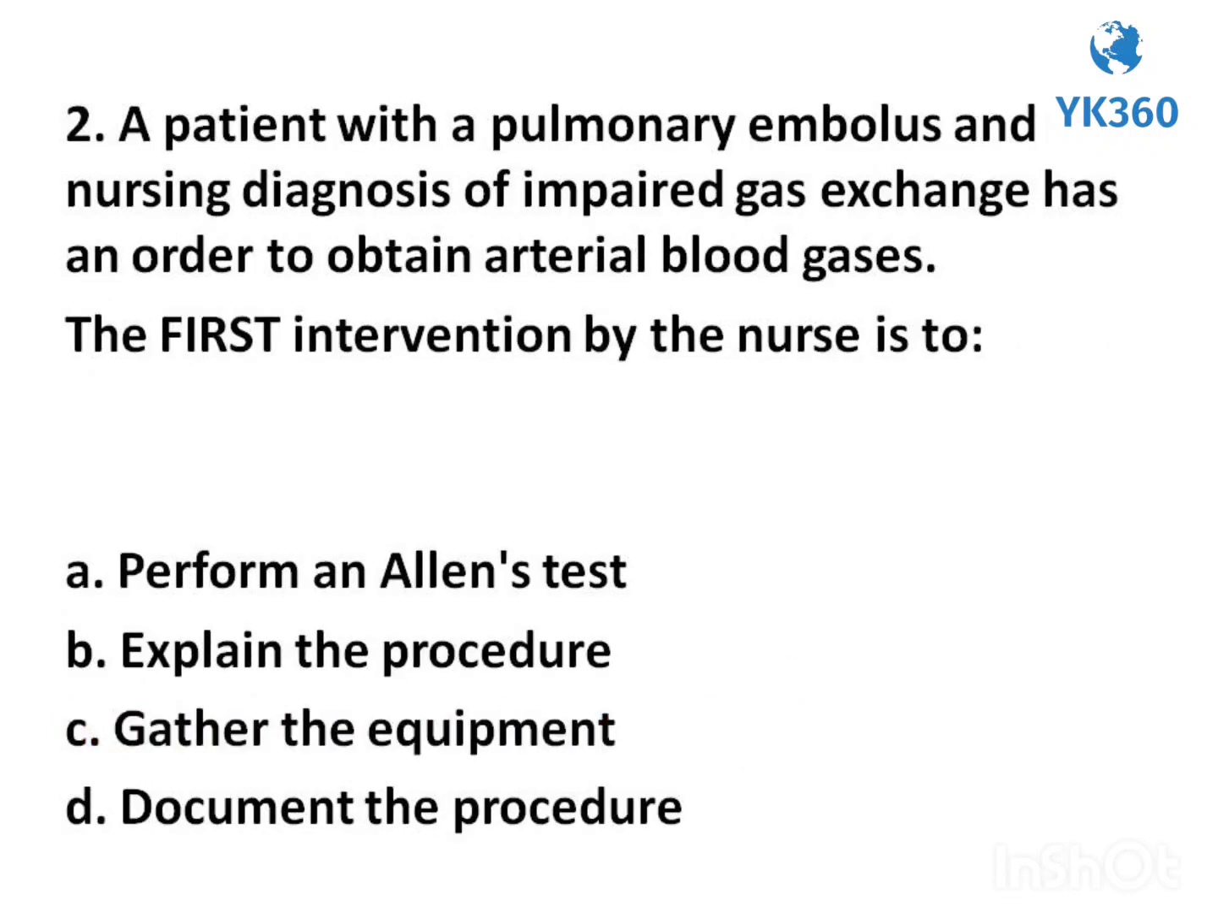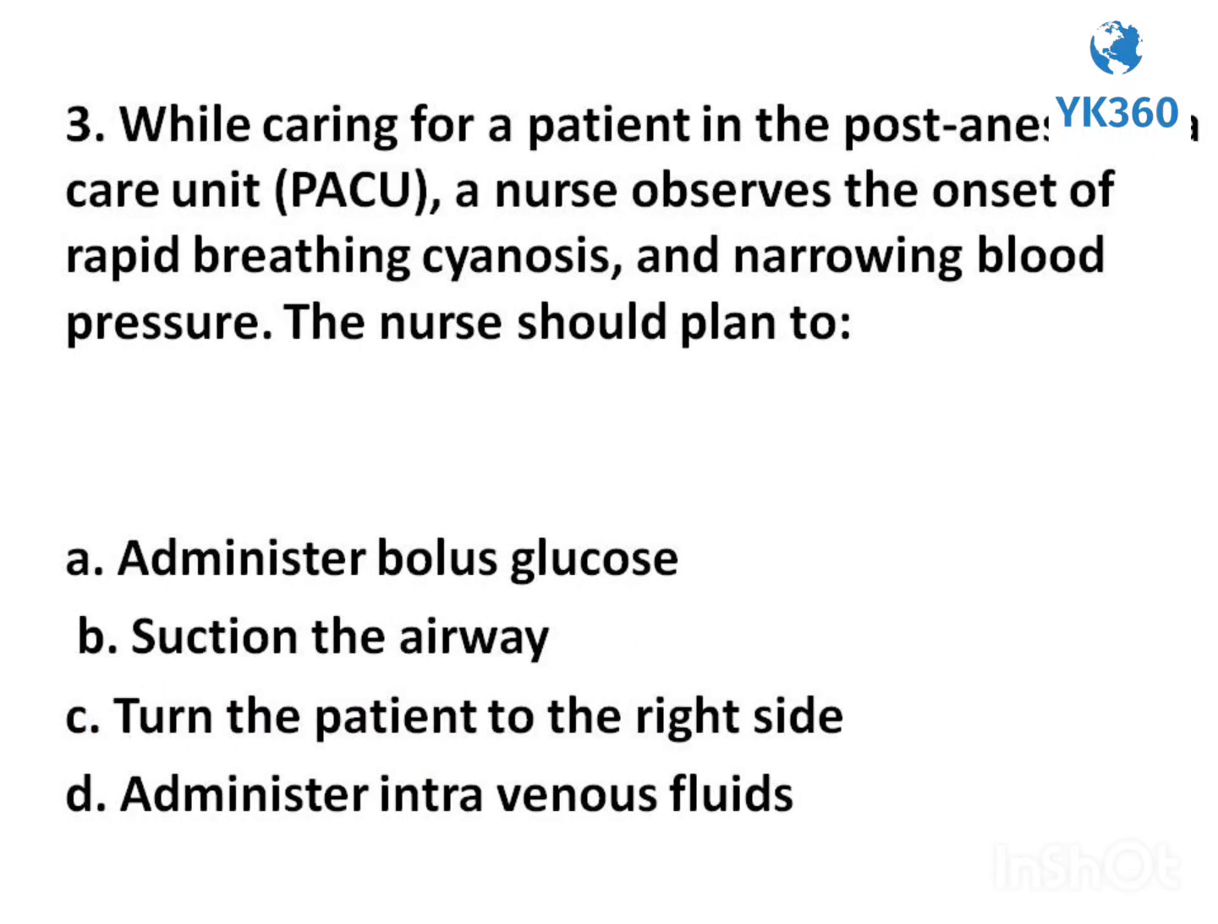Question number 2. A patient with a pulmonary embolus and a nursing diagnosis of impaired gas exchange has an order to obtain arterial blood gases. The first intervention by the nurse is to, the options are A. Perform an Allen's test, B. Explain the procedure, C. Gather the equipment, D. Document the procedure. Answer is option C. Gather the equipment.